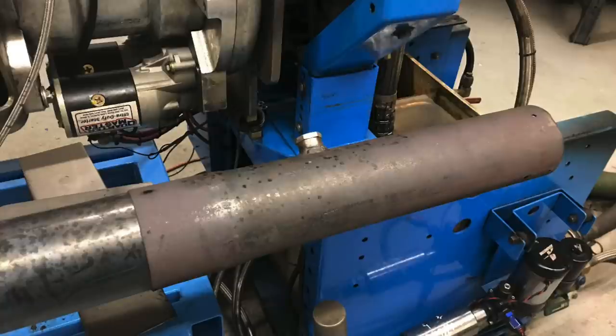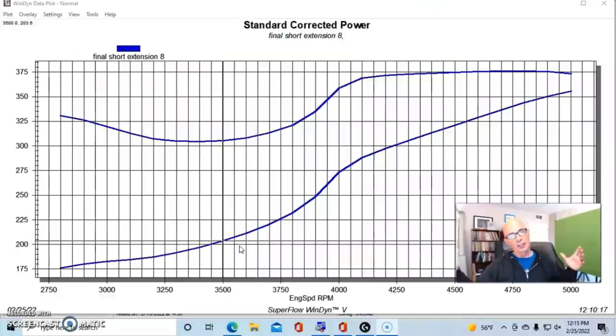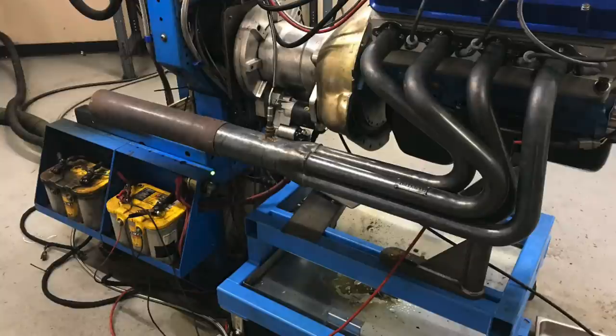So what we had here, and I'll show you a photo of it, is a collector extension, which basically is a 3.5-inch section of tubing with a slip fit swedge on one side. So they just slid onto the existing headers, and I'm going to show you the difference, because it's very important to demonstrate what happens when you change the scavenging effect from the design of the header. So here's what happened when all I did was put this collector extension on.